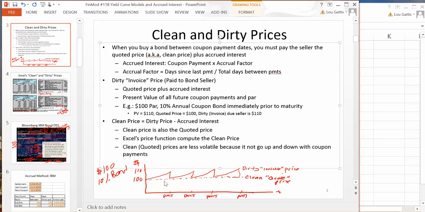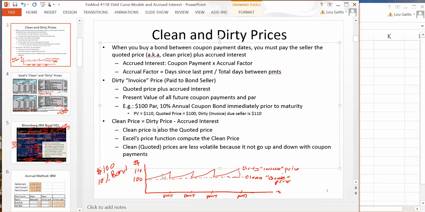So this would be a graph of, say, an annual payment bond where the price stays primarily at par, but it goes up and down as we get closer to the coupon payment date, and then the payment's paid, and so on. So we say that a bond, if yields aren't changing, has a sawtooth pattern in prices. This jagged sawtooth price pattern, we call that the dirty price or the invoice price. It's also equal to the present value of all future payments.